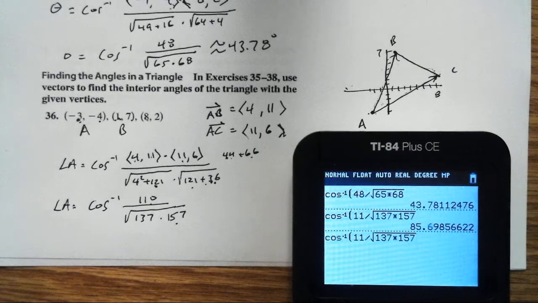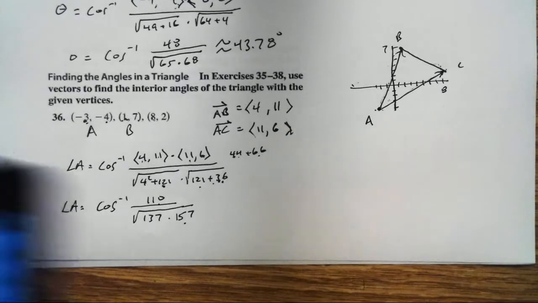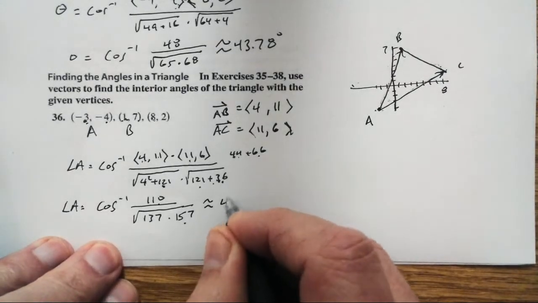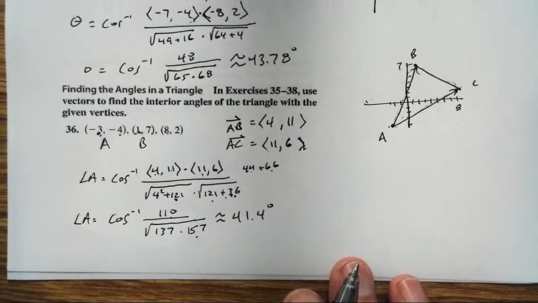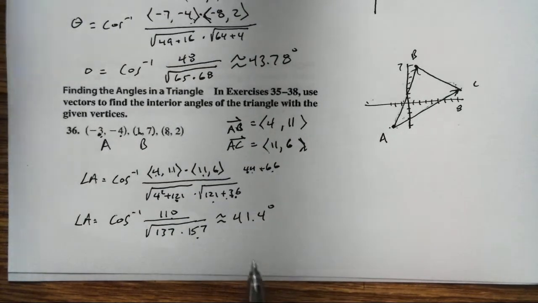So let's go second enter. Let's go back, second insert that 0. And enter. 41.4 seems believable. And now we need to find another angle, and then we can subtract from 180.